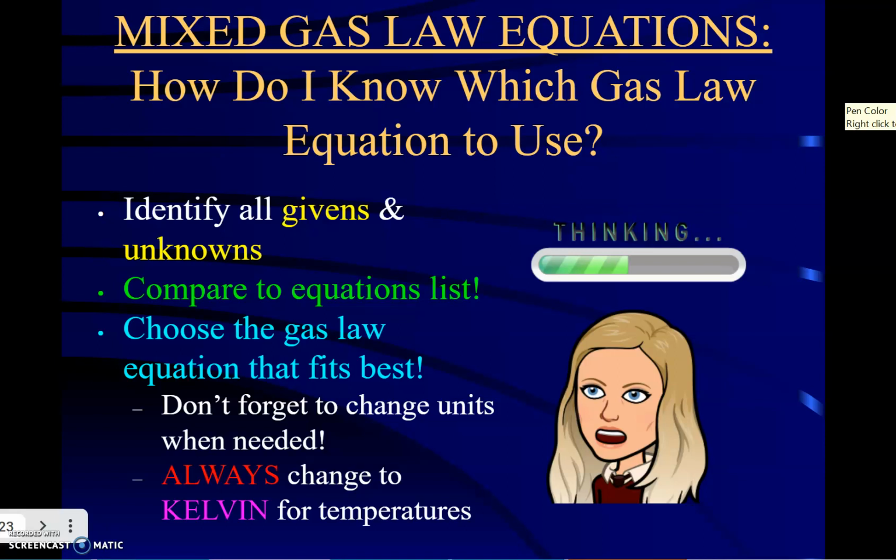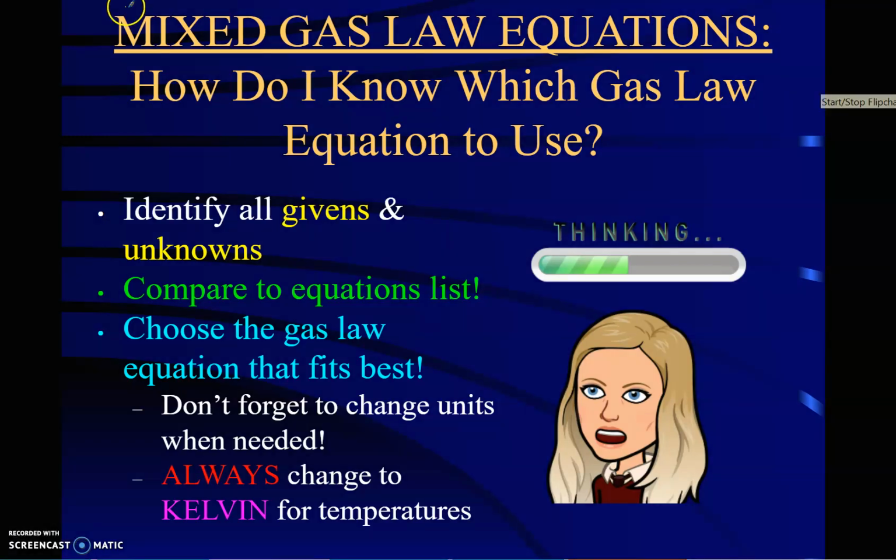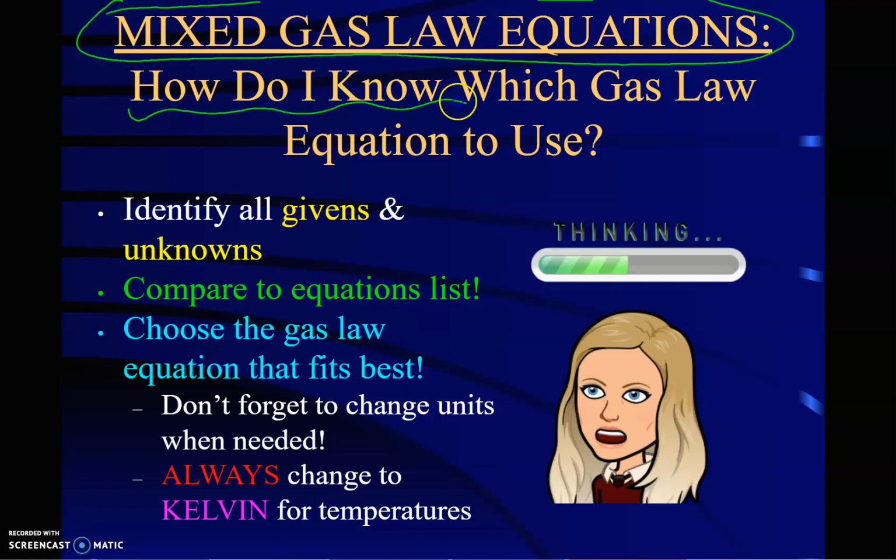At the end of the gas laws chapter, everyone's usually feeling pretty good when you are given, okay, this is a Boyle's law problem, this is a Charles' law problem, or this is an ideal gas law problem. But what about when on the test, the quiz, the assessment, you get them all mixed together? How do I know which gas law equation to use?